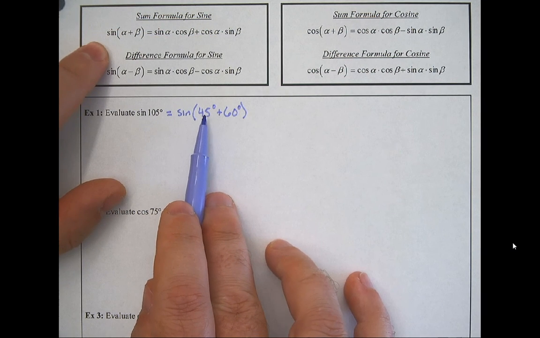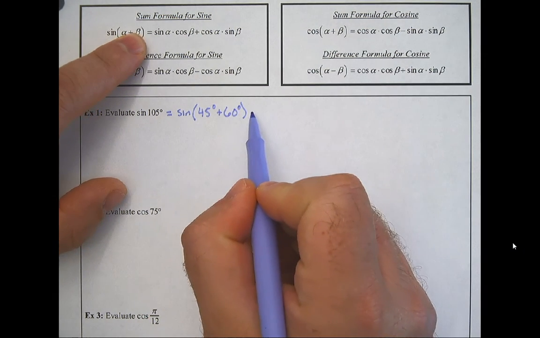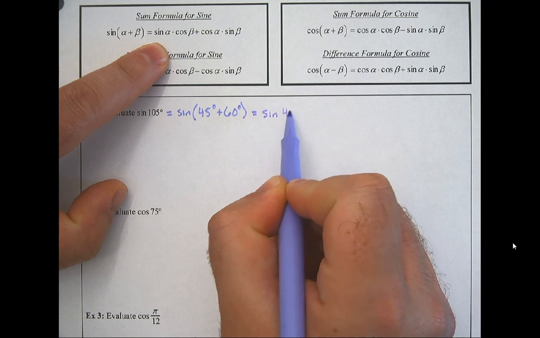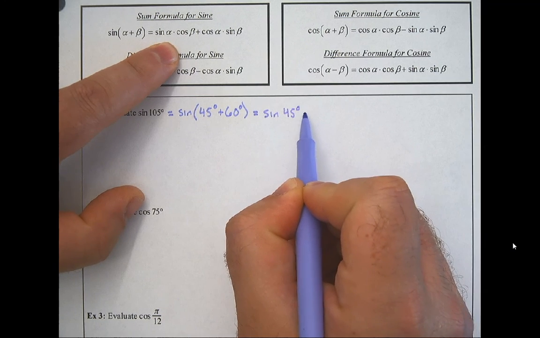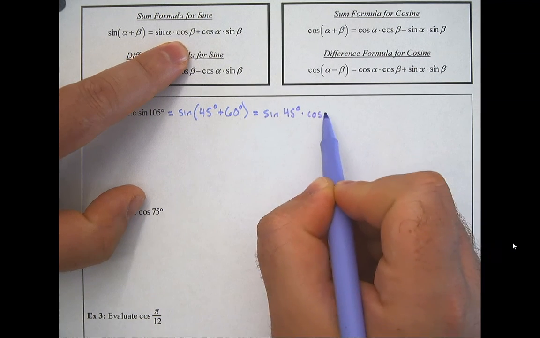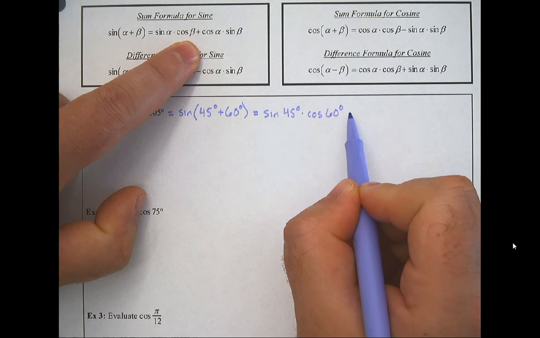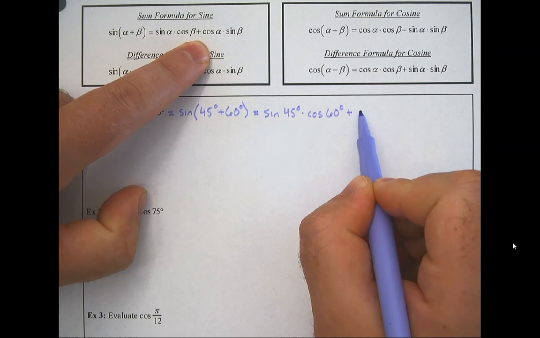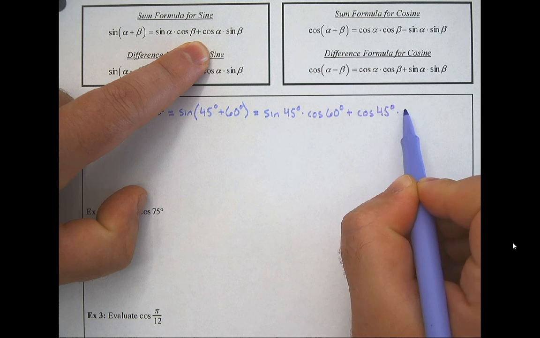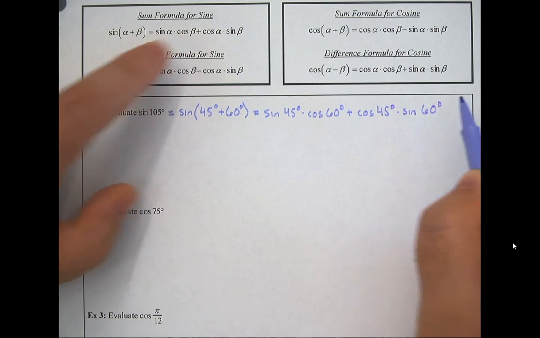So I'm going to plug and chug here. Alpha is 45 degrees and beta is 60 degrees. So this equals sine of alpha, that would be sine of 45 degrees, times cosine of beta, 60 degrees. I started with a plus, so it's a plus again. Cosine of alpha, which is 45 degrees, times sine of beta, which is 60 degrees.